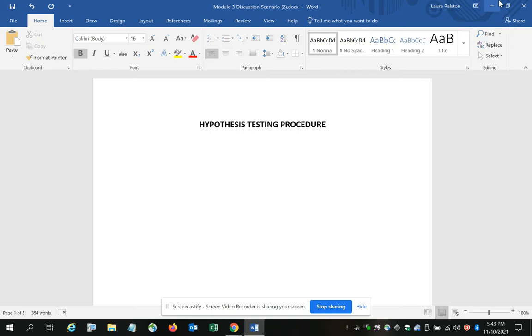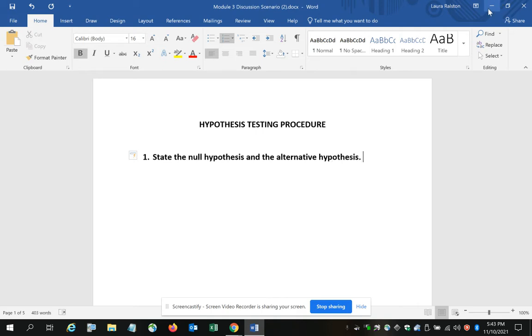So the first step, after you've read the scenario, whether you're doing a one mean z test, a one mean t test, a two mean test, chi-square goodness of fit, or analysis of variance, this is the process. Step one, after you've read the scenario, you want to state the null hypothesis and the alternative hypothesis. There are always two hypotheses.